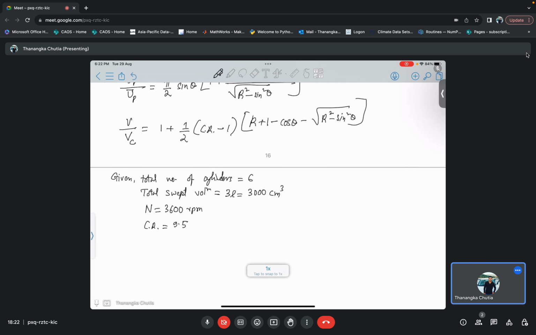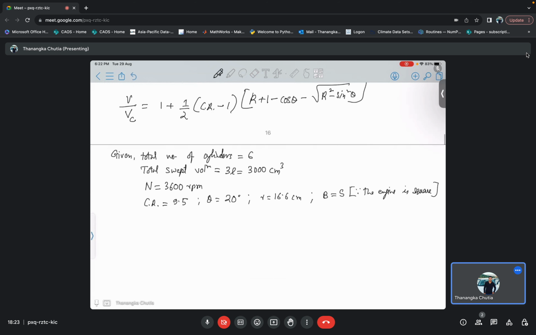Theta is given as 20 degree. Length of the connecting rod is given as 16.6 centimeter, and the engine is square, so therefore B is equal to S. Okay, so these are the things which are given.